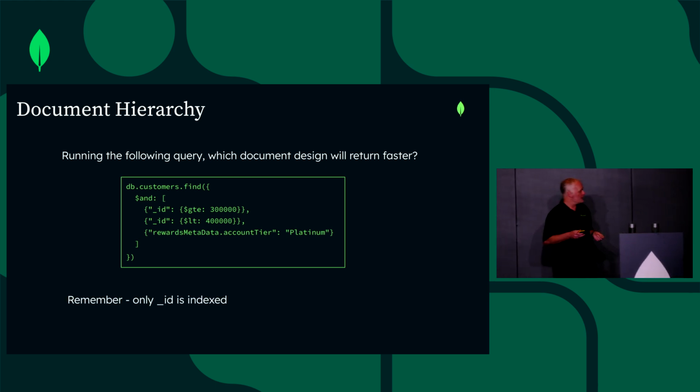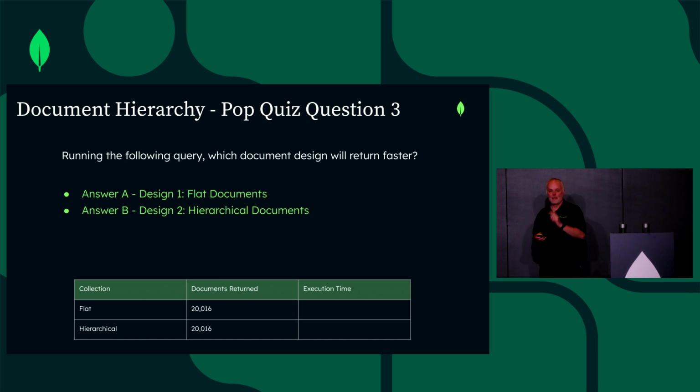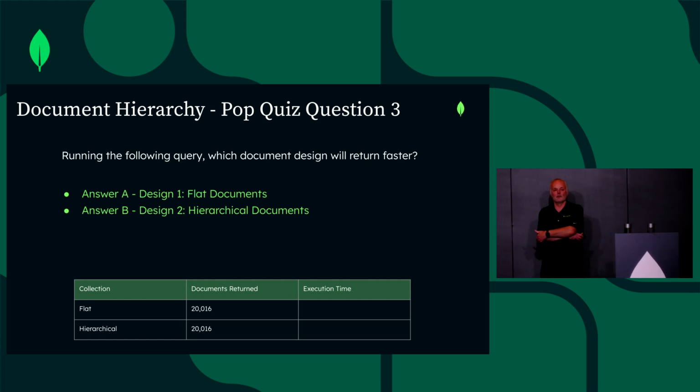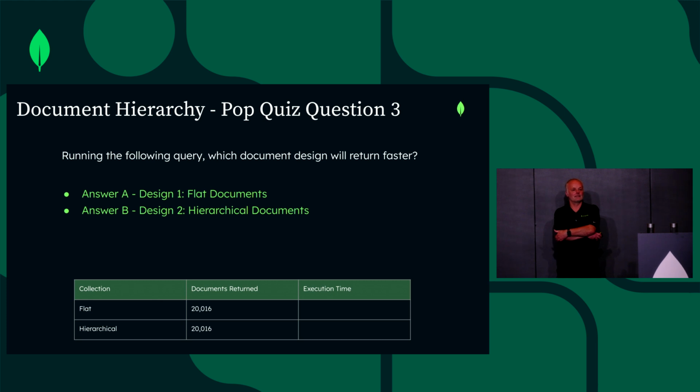And again, remember, the only index we've got is on the underscore ID. So which one's going to be faster? Who thinks A, where we've got a flat structure? A few people. Who thinks B? OK, a majority of people.